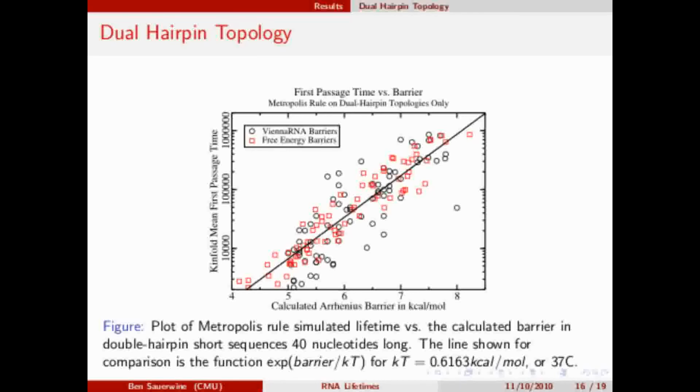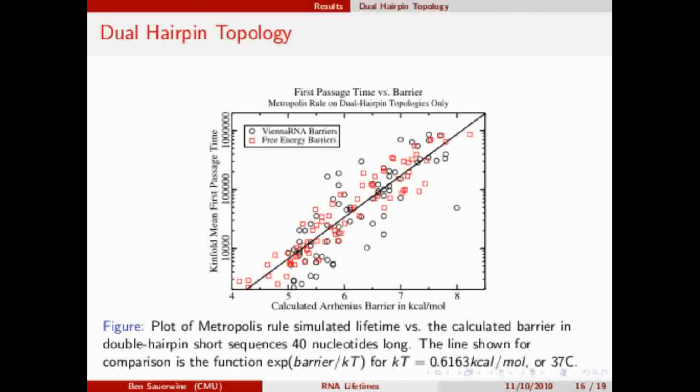We selected a set of random sequences that exhibited a dual hairpin topology, similar to the anti-terminator and terminator hairpin that we looked at in the XPT riboswitch. We then let Vienna RNA's barriers program, that used only the local minimum and a saddle point, calculate its barrier, and we used our free energy aware algorithm to calculate the free energy barrier. Kinfold simulations were run and reported a mean first passage time over 100 simulations that's plotted on the y-axis.